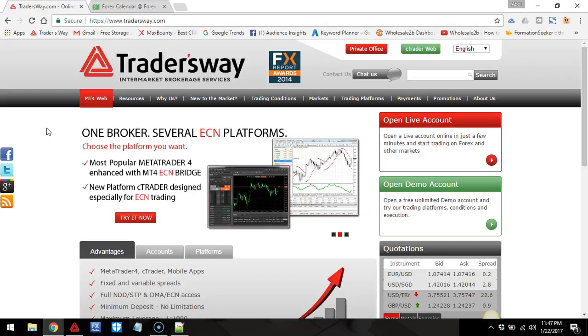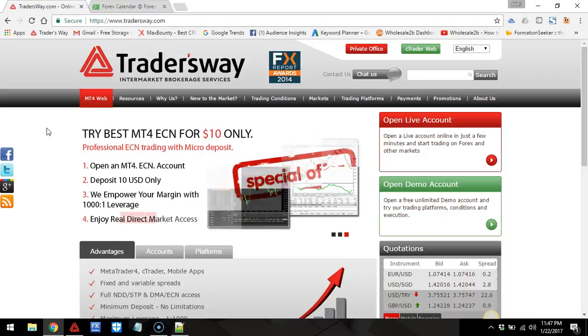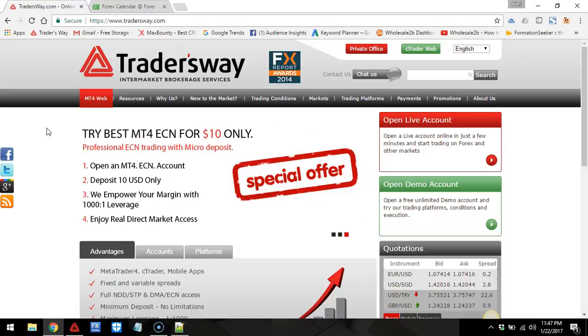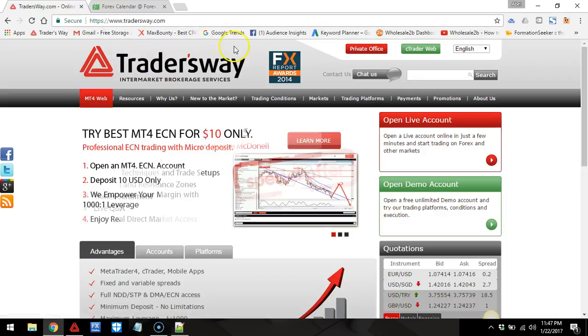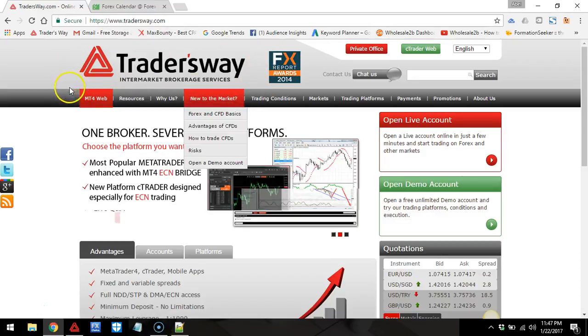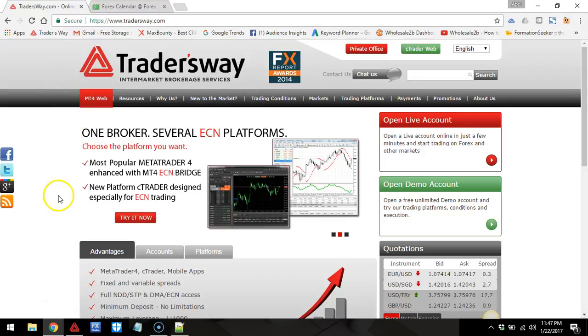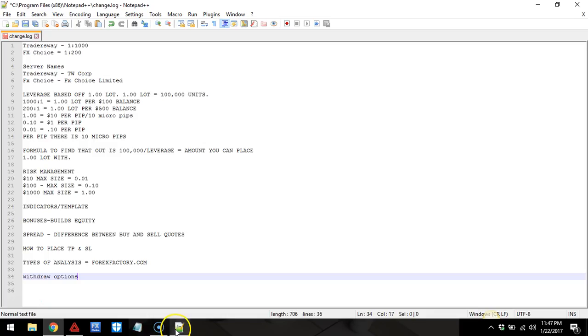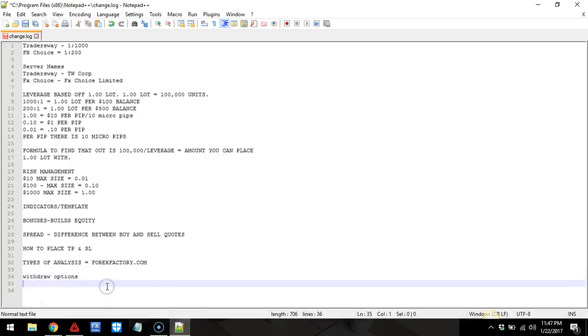Most brokers actually take Bitcoin now, where you can deposit and withdraw through Bitcoin if you guys have Bitcoin. PayPal, some brokers use PayPal. The brokers that I recommend don't do PayPal, none of that. They actually just do wire transfers and credit and debit card transfers. FX choice allows Bitcoin also and stuff like that. And that's it for the withdrawal options.